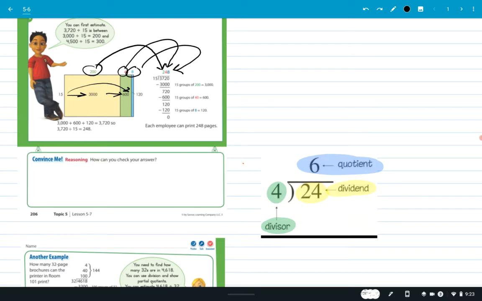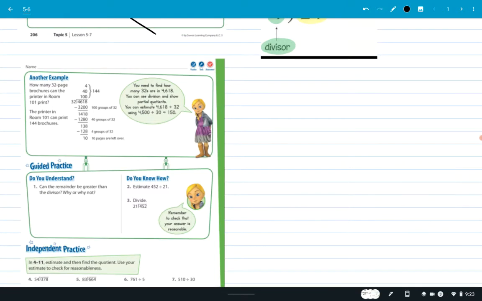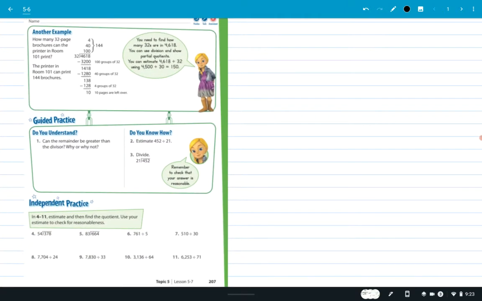Okay, they convinced me. Put an X through that. I'm not worried about that. The other example, you can look at that if you want. Number 1, I'm not worried about. You can put an X through that. Number 2, I'm not worried about. But I do want you to do number 3.